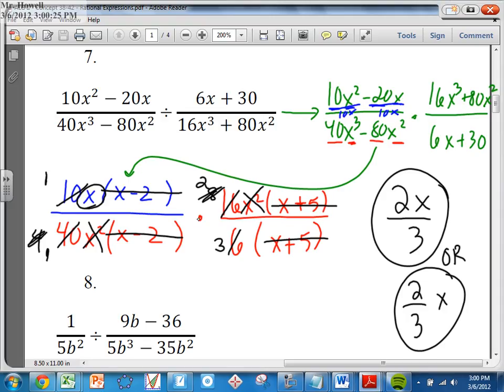Number 8, my suggestion to you is, again, take a look over here at your GCFs. Start with your GCFs, it helps a lot.